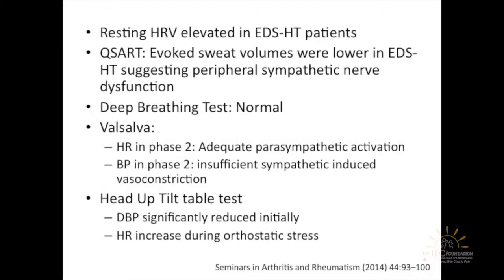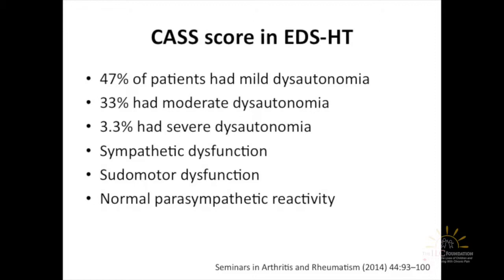In the head-up tilt test, they found that these patients increased heart rate during orthostatic stress, which could be related to the POTS in this population. When they did the CASS score, which is an objective measure of the severity of the autonomic dysfunction, they found that the majority of the patients have moderate and mild dysautonomia, right? And this is actually good because it's telling us that there is a spectrum of symptoms of dysautonomia in these patients. And also it's telling us that it's something that we can actually treat.